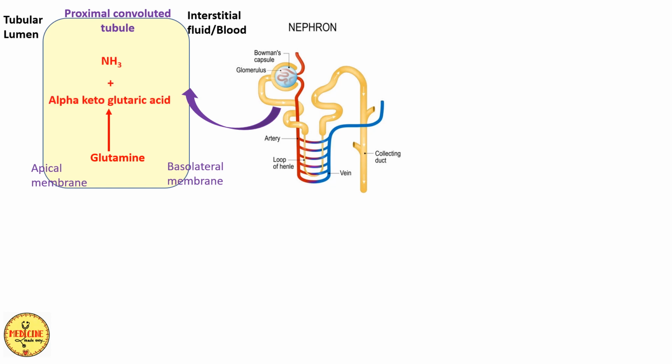This ammonia is lipid soluble, so it is transported out of the cell into the tubular lumen. In the lumen, it reacts with hydrogen ions to form ammonium ion. Now, this ammonium ion, which is formed in the tubular lumen of the proximal convoluted tubule, travels through the loop of Henle, right down and right up to reach the ascending limb of loop of Henle.